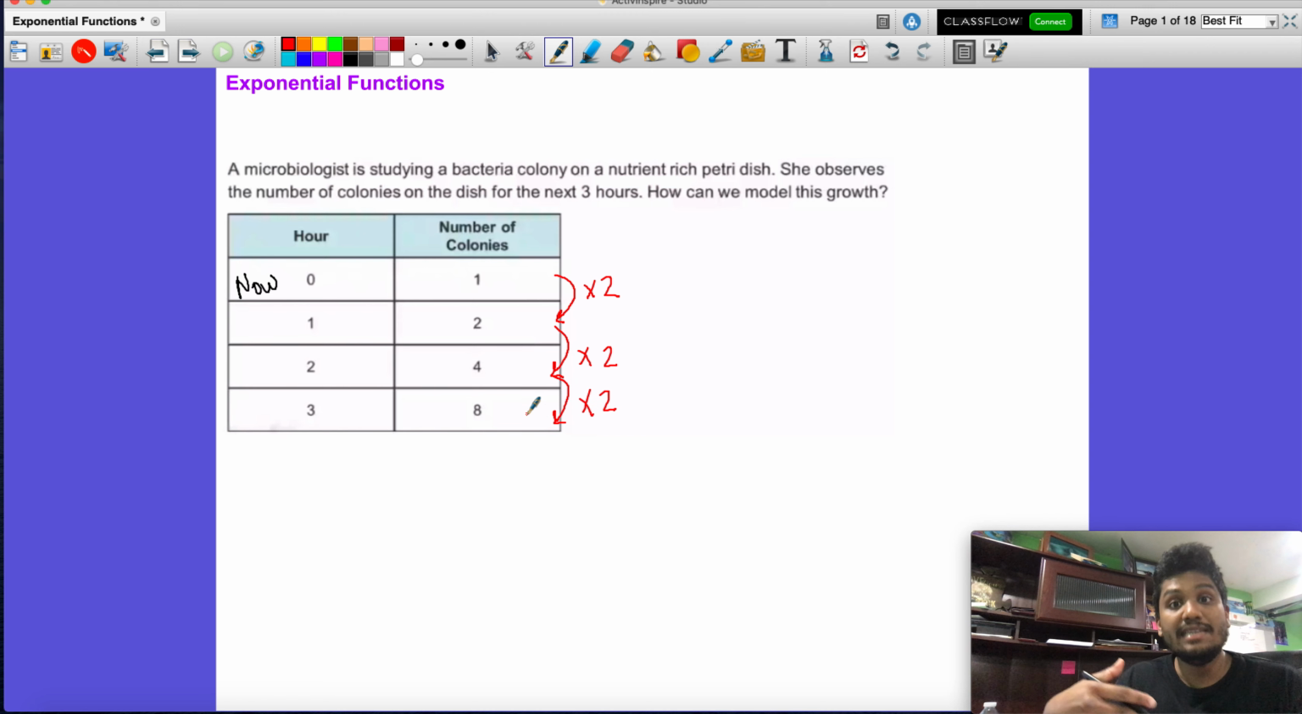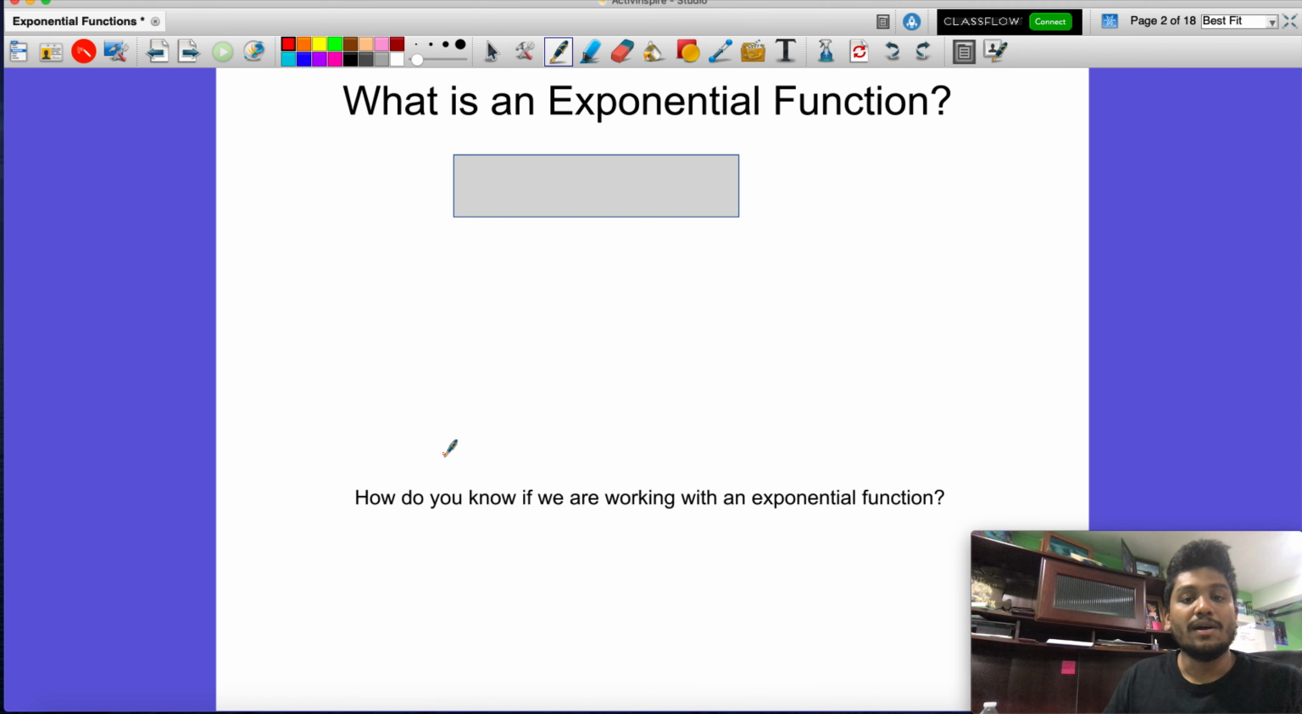So we can see now that there's a pattern. It's not the same thing as linear, but we're going to be multiplying by the same amount every single time. So our y values, these are y values right here, and these are x values. Our y values or our outputs change by multiplication each time. Okay, so to take a look at that, what's an exponential function?